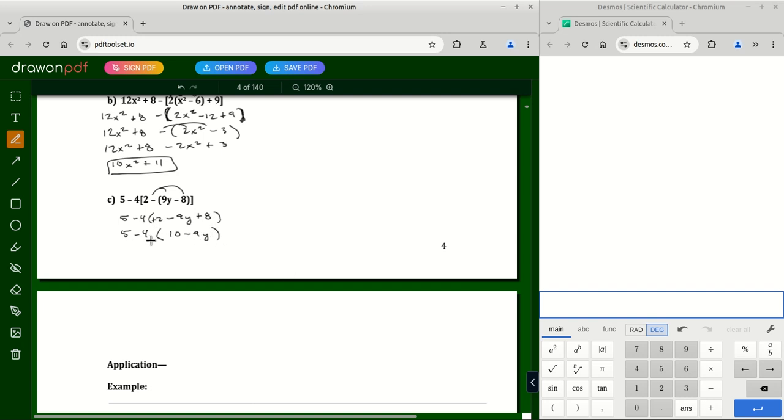Either way is fine. Distribute. I'm starting to run out of room. Negative 40, two negatives make a positive. That's a 36y. And then finally, again, combine like terms right here. I'm going to put the y in the front because it's traditional. Here we got a negative 35, and we are done with that problem.